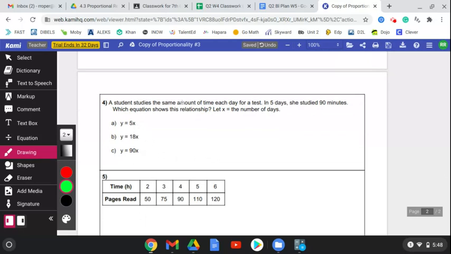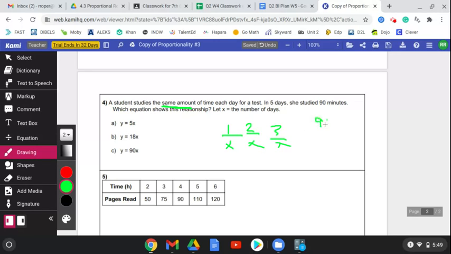Number 4, a student studies the same amount of time each day for a test. In 5 days, she studied 90 minutes. Which equation shows this relationship? So she studies the same amount each day. And so we could say a constant rate of change, right? On day 1, she studies some amount. On day 2, she studies that same amount. Day 3, that same amount. Okay, so there is a constant rate of change here.